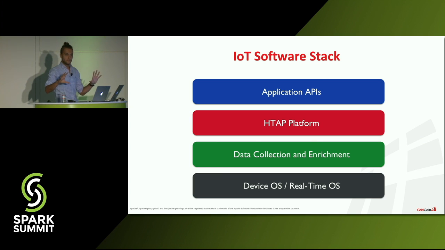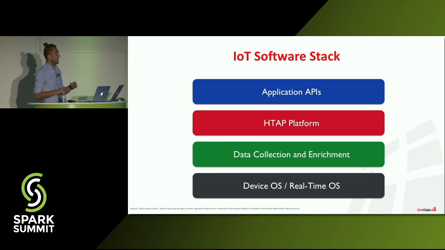Next, once we are done with our real-time operating system for our devices, we need to gather the data and transmit the data for further processing to our storage, to our processing engine. And here, we might need to have a so-called data collection and enrichment layer. That layer receives all the information coming from our devices, aggregates it, transforms, enriches whatever is needed, and sends it to our distributed storage, our distributed HTAP platform, which stands for Hybrid Transactional and Analytical Platform.